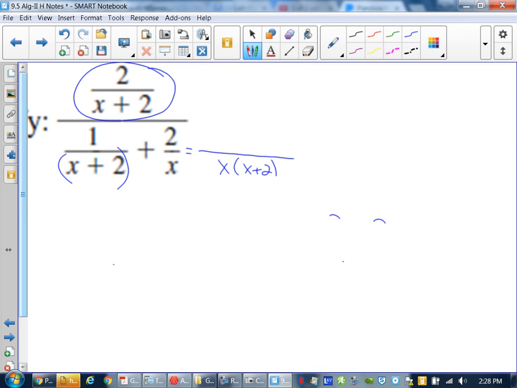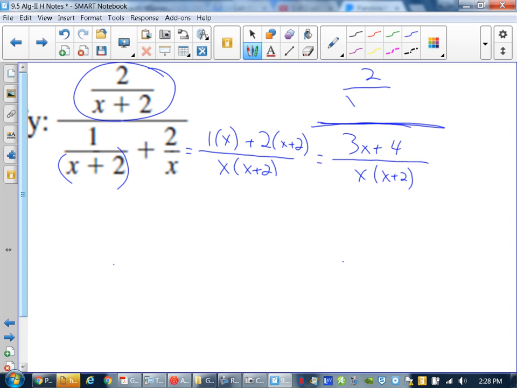The fraction on the left needs a what? The fraction on the right needs a, you write it out. So what's 1 times x? x. Plus 2 times x plus 2. So in this case, I have my x times x plus 2 as my denominator. I have x plus 2x plus 4, so I get 3x plus 4. I'm just combining like terms. Everybody okay with that?